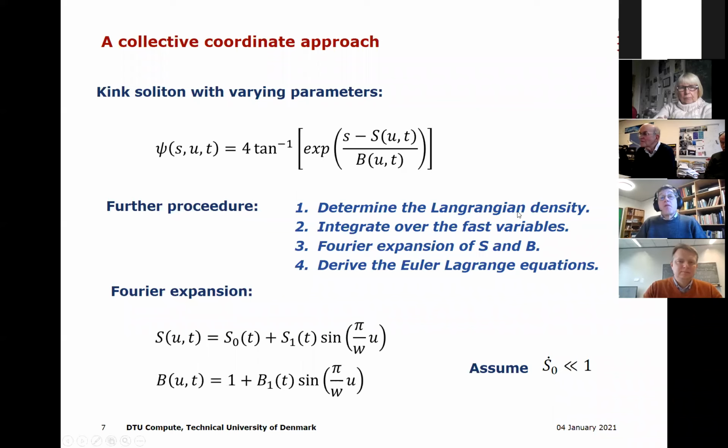He determined the Lagrangian density, and in the Lagrange density we insert the solution ansatz and integrate over the fast variables. Then one gets the Lagrangian equations for S and B, where also S dot and B dot, that means the time derivatives of S and B, enter. Then you can fully expand S and B, and this is actually done down here.